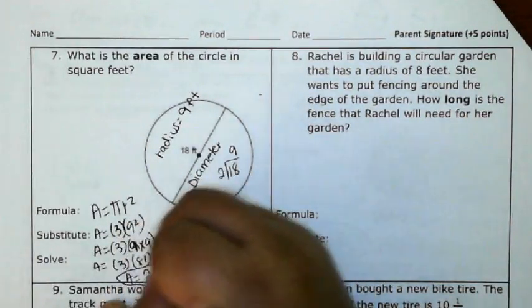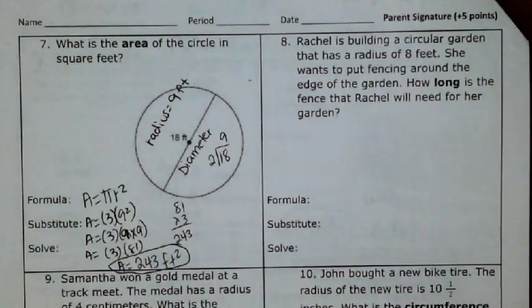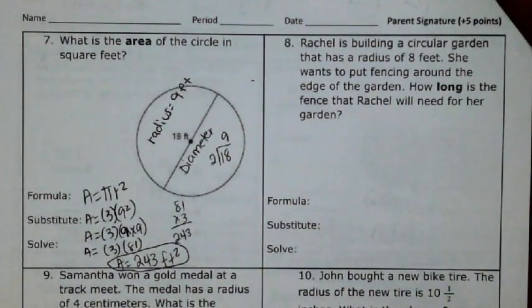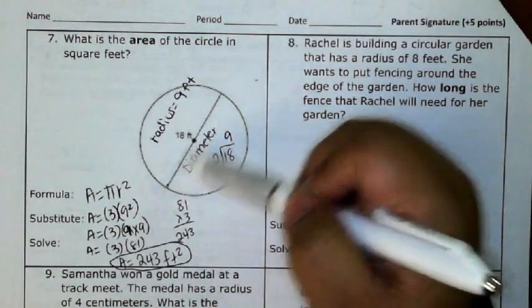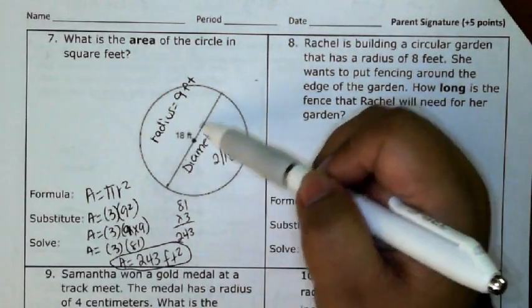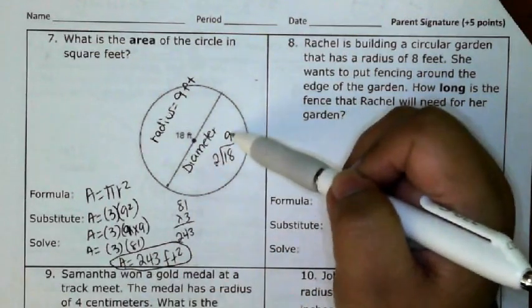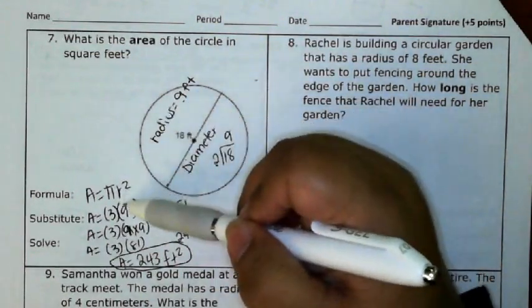Remember, if you are finding the area and you have diameter edge to edge, you don't want to use that number. You want to take that number, divide it by 2 to find the radius, and then plug that in. Okay? Number 8.